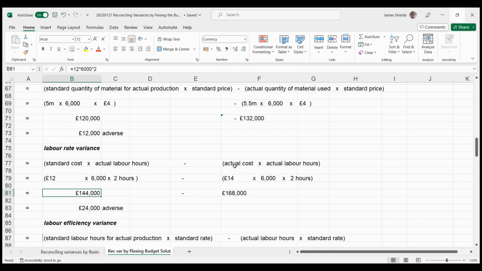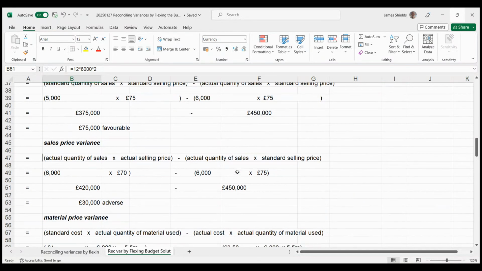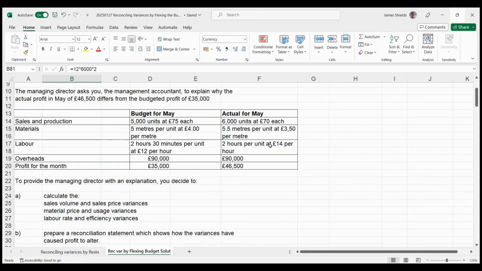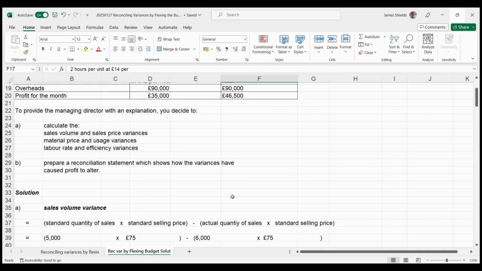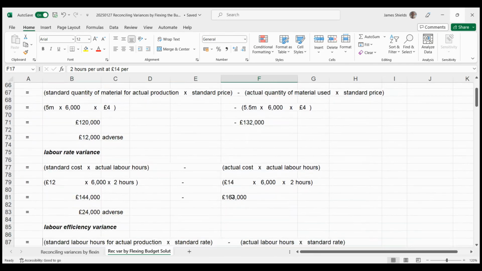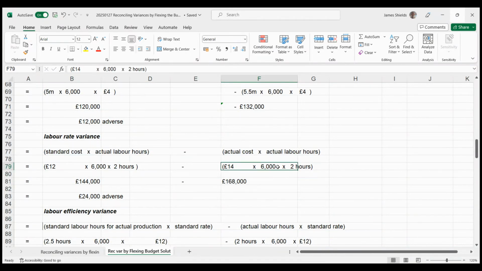Now we've got to take away the actual cost times the actual labour hours. So the actual cost, go back to the information in the question, is £14. And the actual hours was 6,000 times 2. That gives us 14 times 6,000 times 2, gives us £168,000. Now the difference there is £24,000. And then the actual cost is greater than the standard cost, so it's an adverse variance.